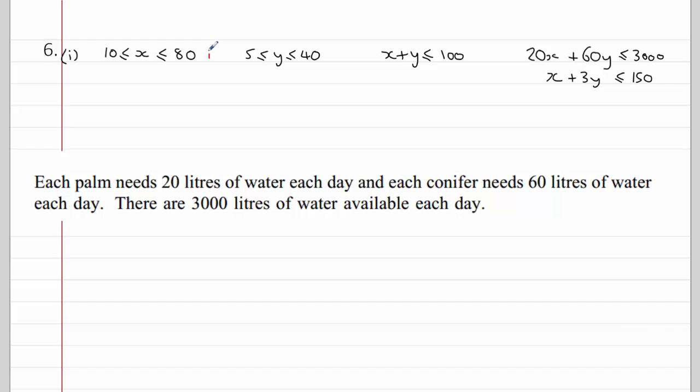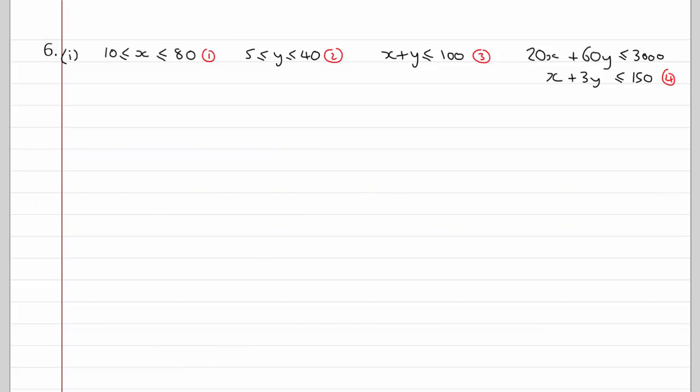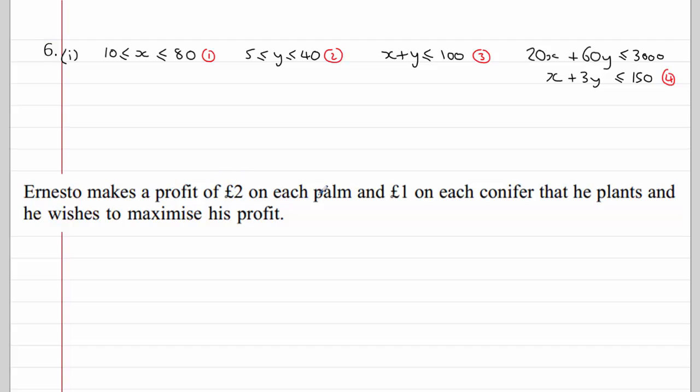So we now have four inequalities, 1, 2, 3 and 4, and we also have an objective function to write down. We have a profit of £2 on each palm and £1 on each conifer. We'll call our objective function P, and we're going to make £2 on each palm, so that's 2 lots of x, and £1 on each conifer, which is 1y or just y. So my objective function is P equals 2x plus y.